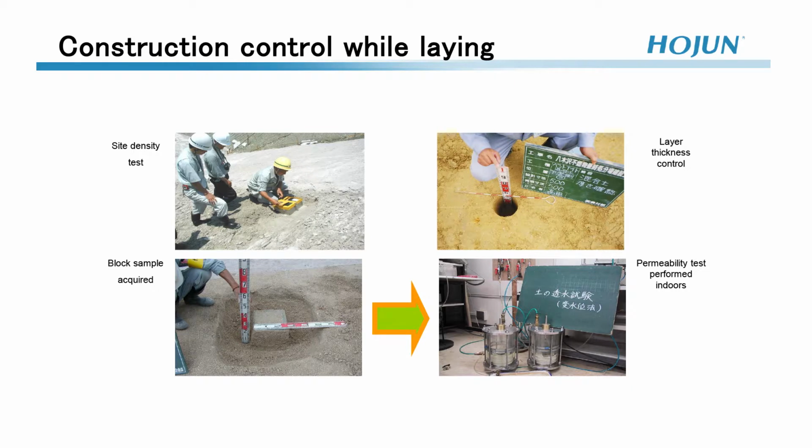Quality control during construction is achieved through performing the RI method and sand replacement method to confirm prescribed compaction and control layer thickness. In addition, block samples are acquired from the construction location, and an indoor permeability test is performed to make sure it has achieved the prescribed permeability.